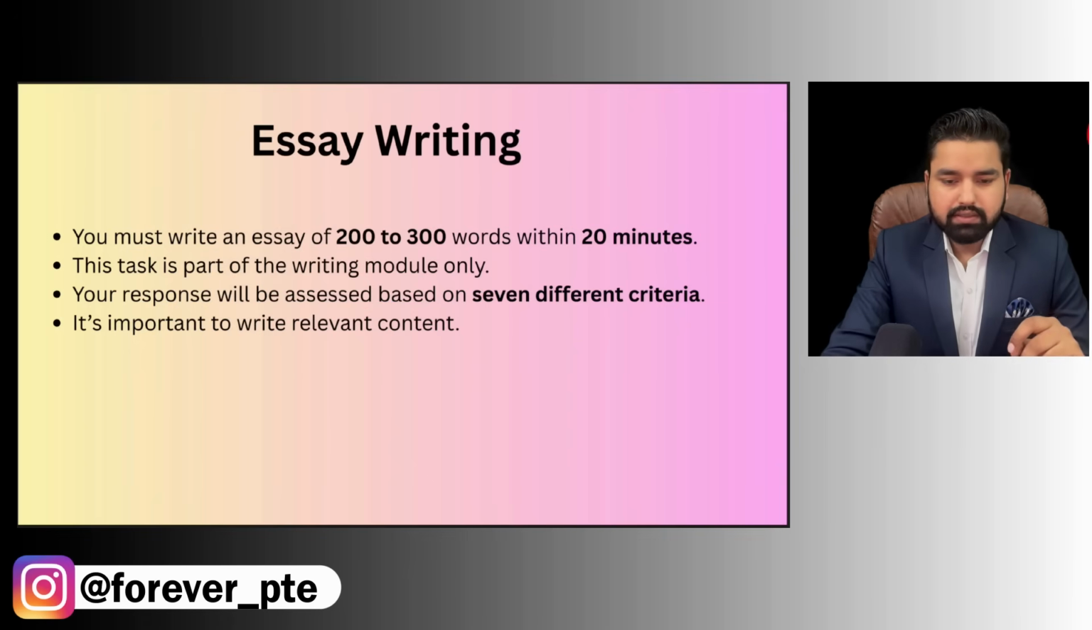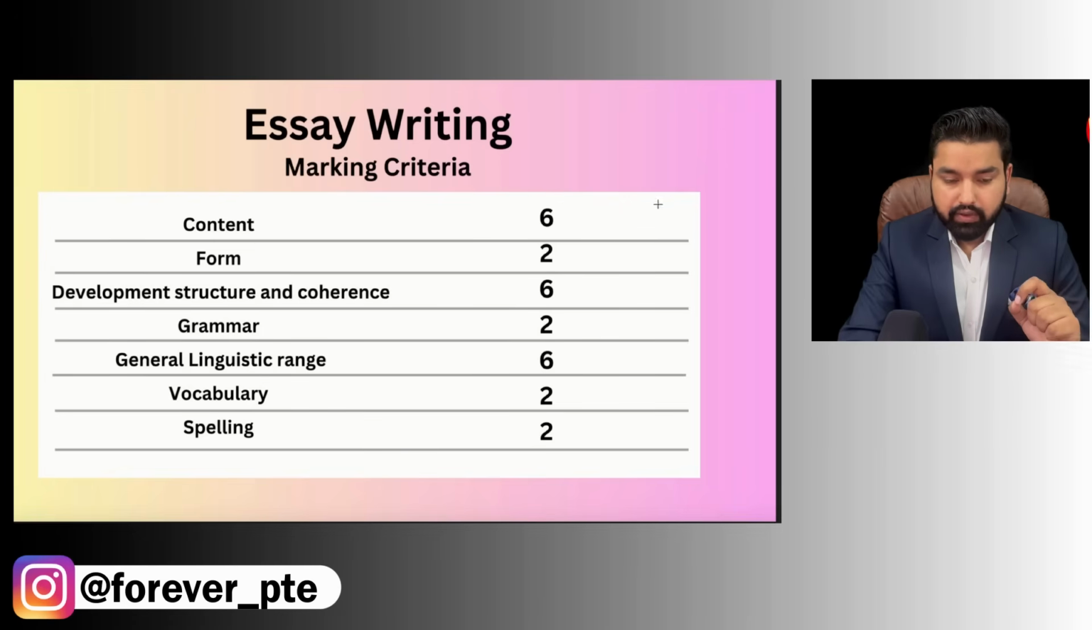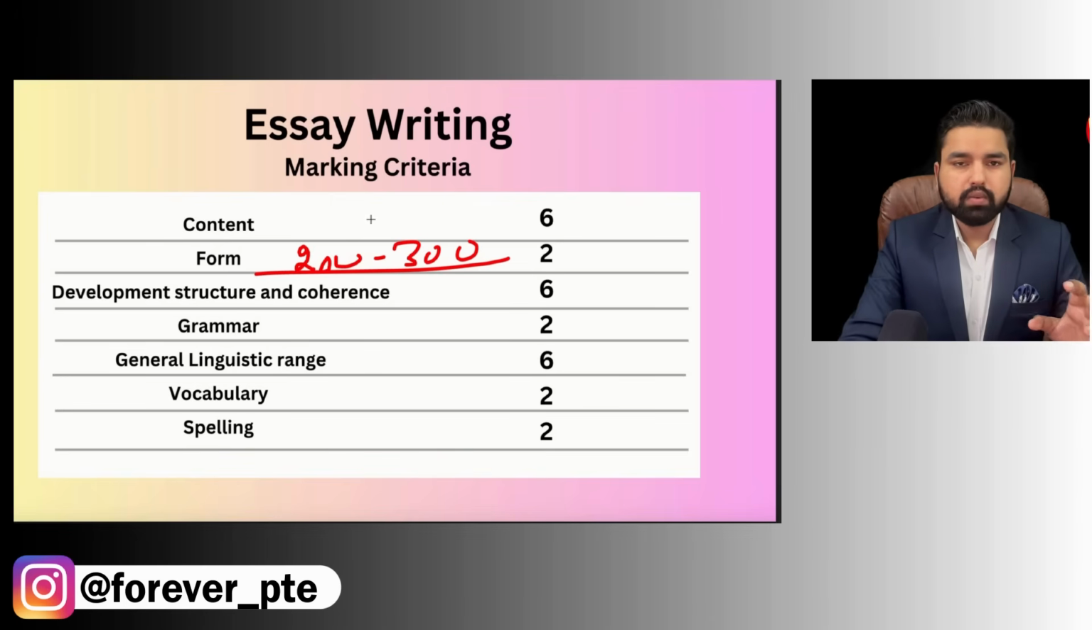So I'm going to list these 7 traits. The first trait is content. Content is marked out of 6. You will get full points here if your answer contains topic related keywords. The next is form. They have asked you to write somewhere between 200 to 300 words. If your answer is between 200 to 300 words, you will get full points here.